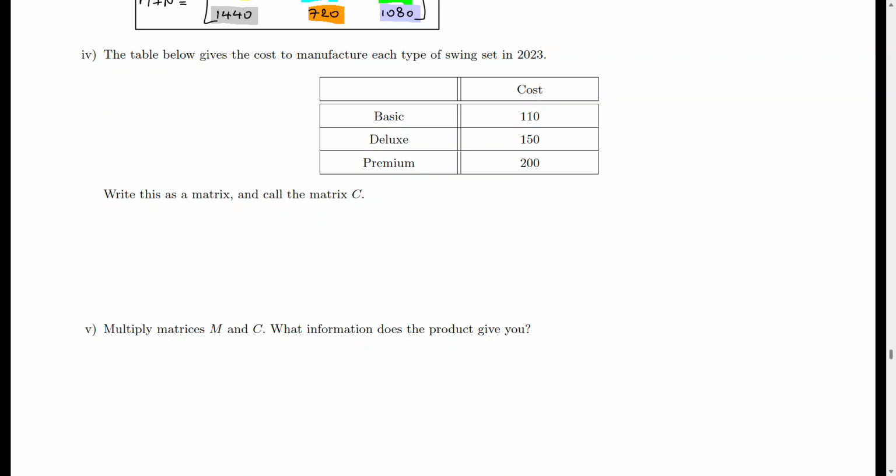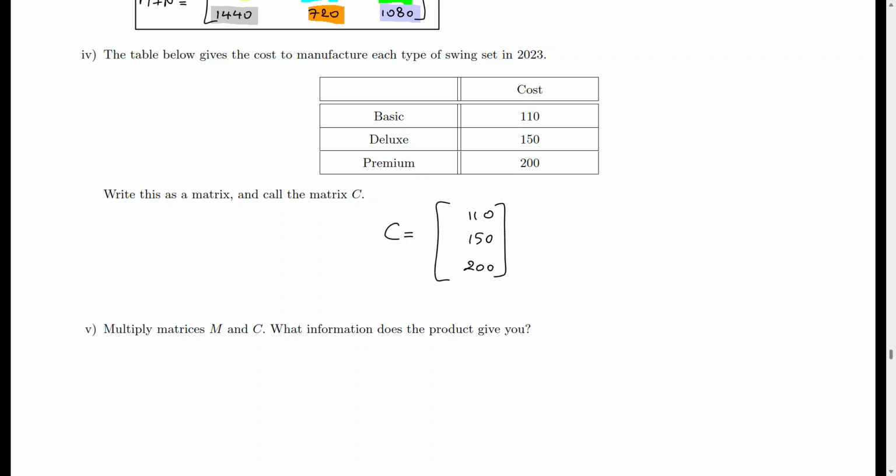So for part 4, we are given another table that represents the cost to manufacture each type of swing set in 2023. So the cost to make one set, regardless of whether it's in LA or San Diego, is $110 for the basic set, $150 for the deluxe set, and $200 for the premium set. And what they want me to do is write this as a matrix. So this is matrix C, representing the costs. The numbers are 110, 150, and 200.